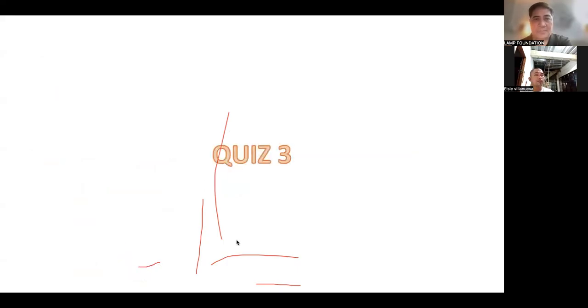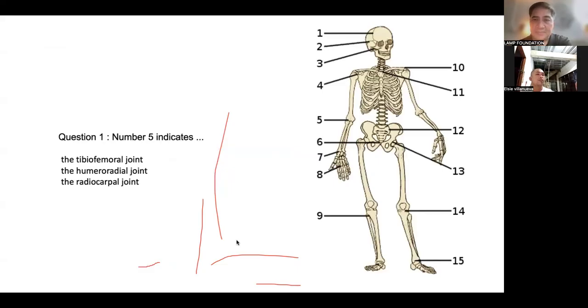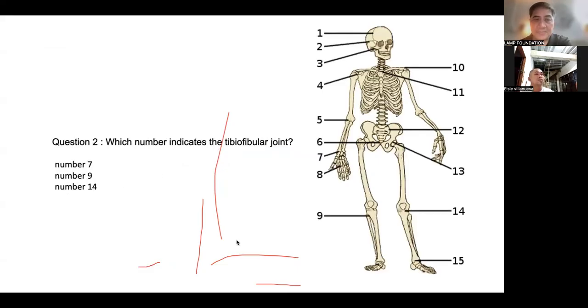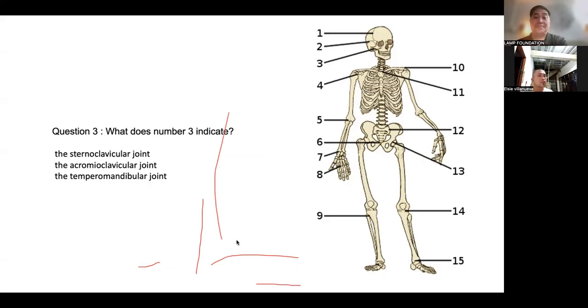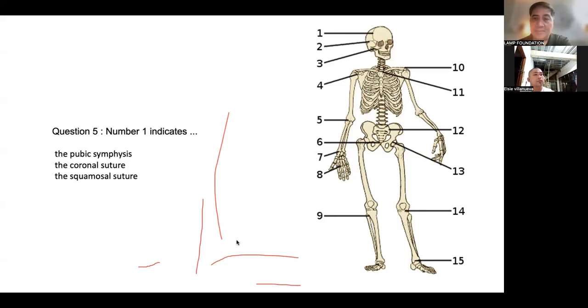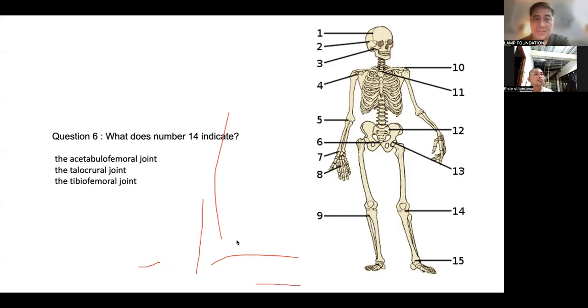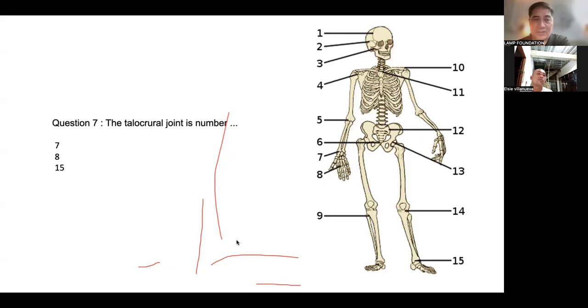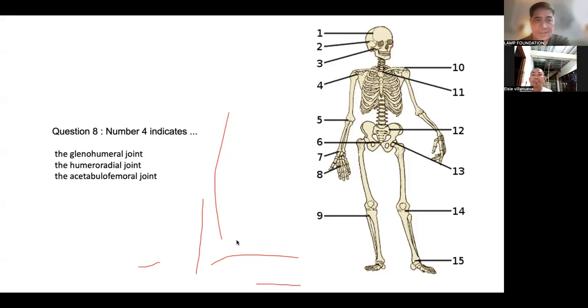Number 11. Number 5, the humerogenital joint. Tibiofibular joint. Number 9. Number 3, the temporomandibular joints. Sacroiliac joint. Number 12. Number 1, the coronal suture. Number 14, tibiofemoral. Talocrural joint. Number 15. Number 4.